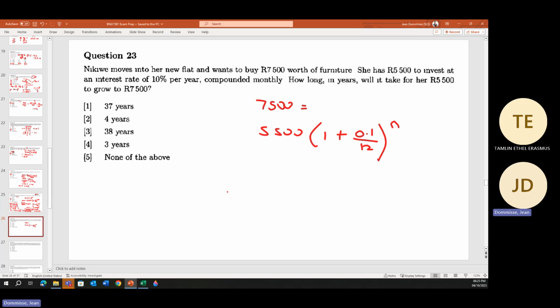Why they did this in both? Because again, if you needed to work it out with a formula, you would use the log. If not, so let's just see. 5,500 will be your present value. 7,500 will be your future value.